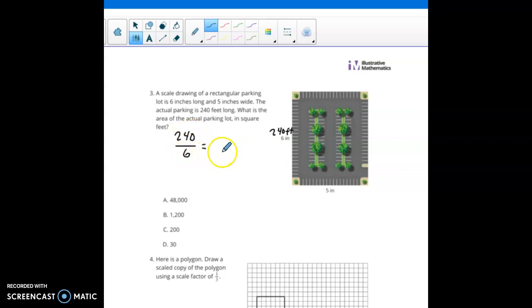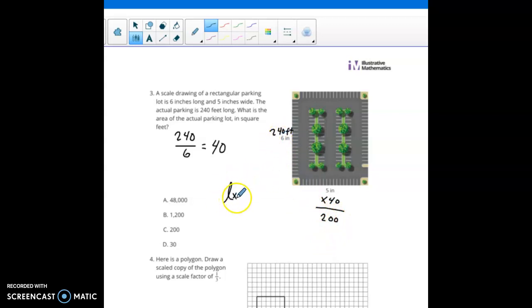We're getting bigger here. So what do we have to do? 240 divided by 6 is 40. I'm going to take that number, my 40, my scale factor, and multiply it by my width. 5 times 40 equals 200. Good job. And then I'm going to take these two numbers to do area.